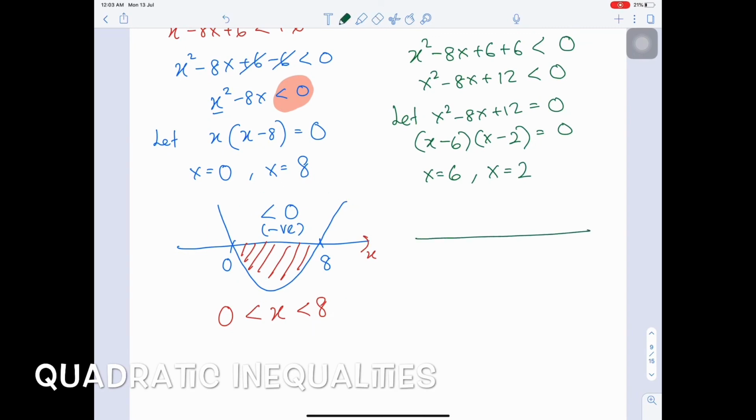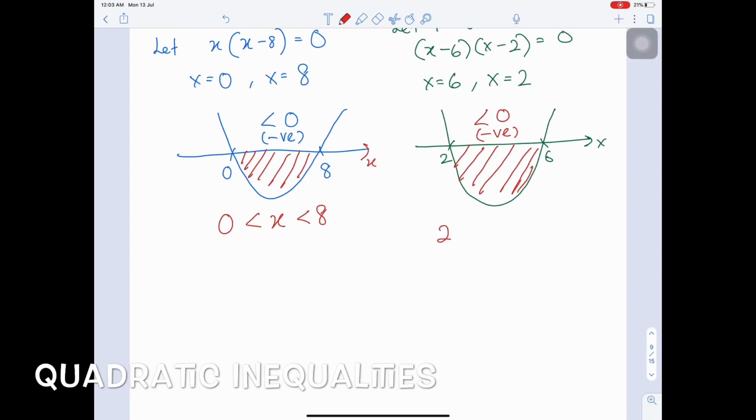Then, with the same smile curve, the values 2 and 6 are on the x-axis. The last inequality is less than 0, so the value is negative, so we shade below the x-axis, same as the one beside. So the answer is x between 2 and 6.